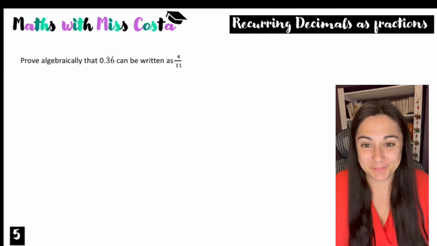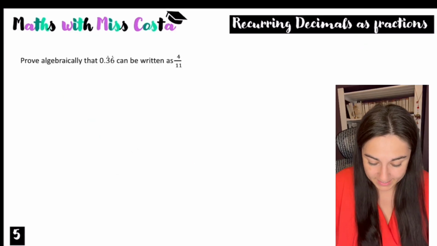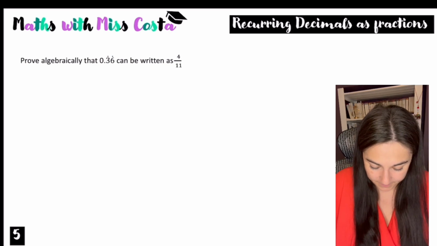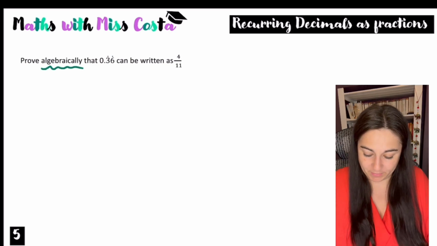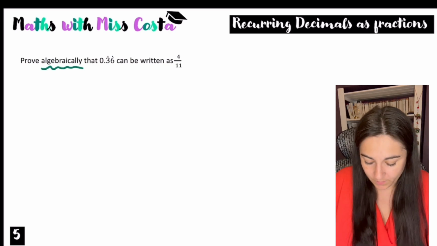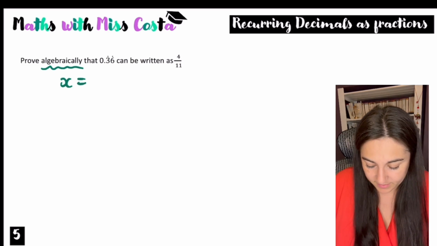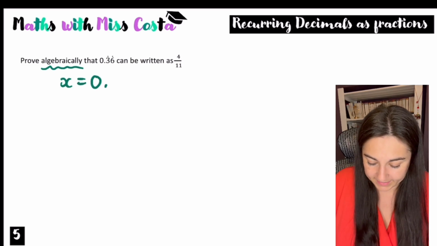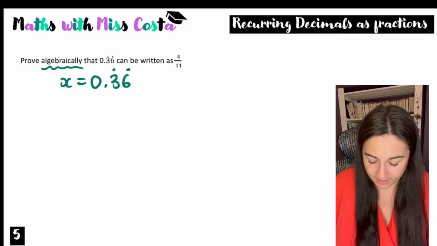So a similar question, but here I'm being asked to prove algebraically that 0.36 recurring can be written as 4/11ths. So what I have to do once again is start with my value being called x. So x is 0.36 recurring.